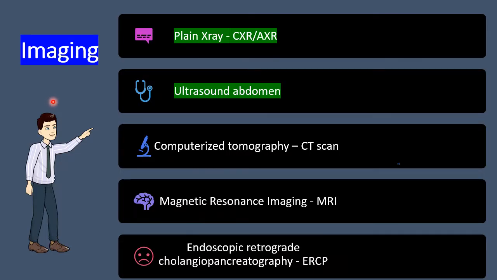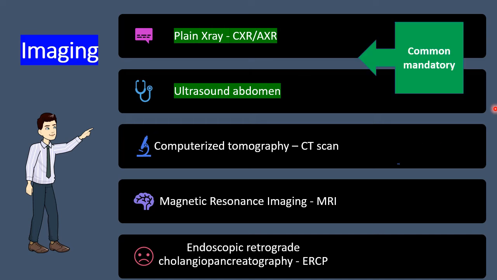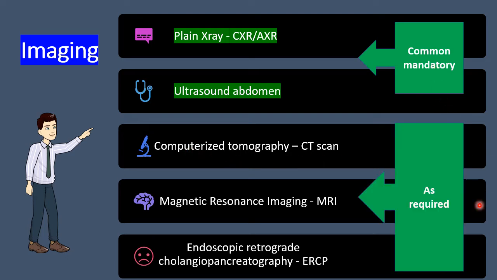This slide shows you the various imaging that are used in the diagnosis of acute cholecystitis. First we have the common or the must-do investigations, which include a plain X-ray, including chest X-ray and abdominal X-ray, and an ultrasound abdomen scan. These two are considered mandatory. And then the others will be done as required by the individual patient. This includes a CT scan, MRI scan, and ERCP.